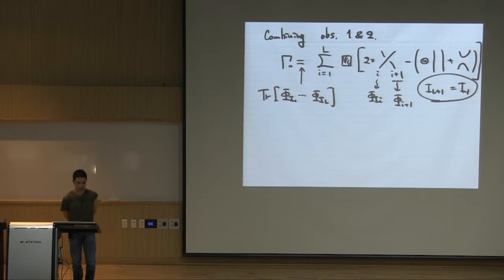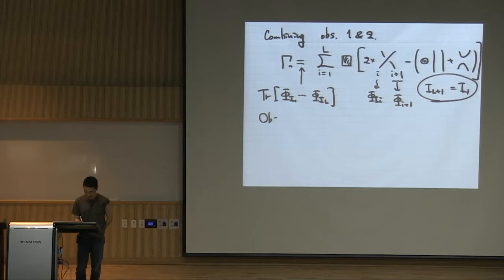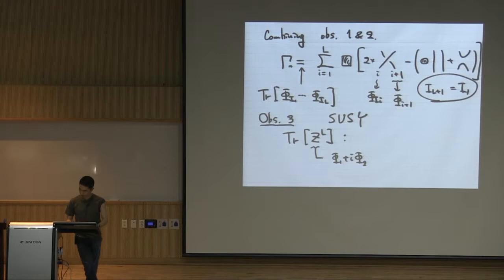So now, let me make another observation, which is observation 3, which is SUSY. And let me just claim what SUSY tells us. Supersymmetry tells us that this operator, where z is phi 1 plus i phi 2, so 1 and 2 are the first and second index of SO(6), is protected, which means that it doesn't receive any quantum correction. So this means that this should be the zero eigenvector of gamma. And now I'm going to require that.